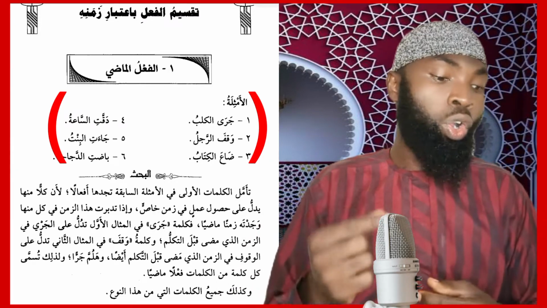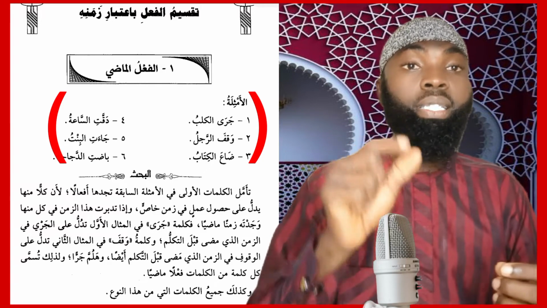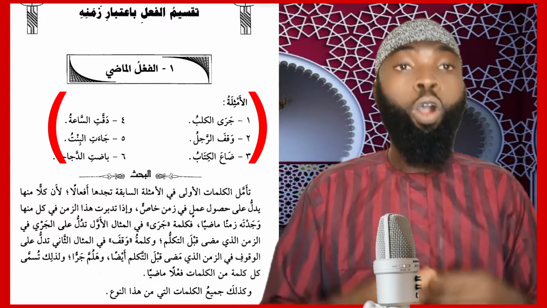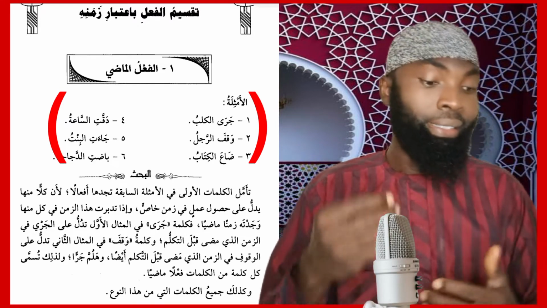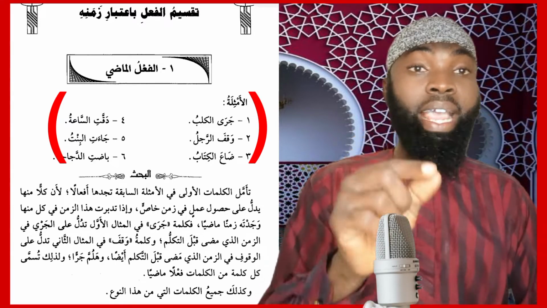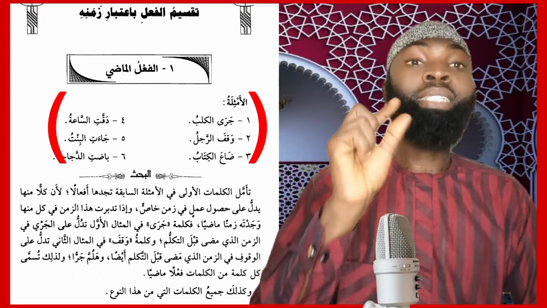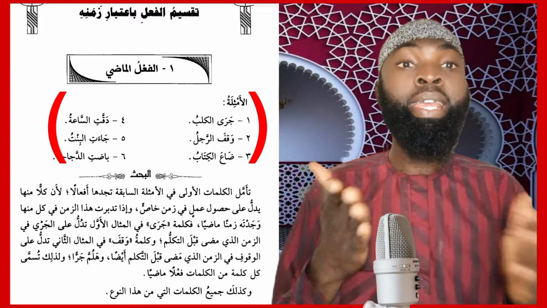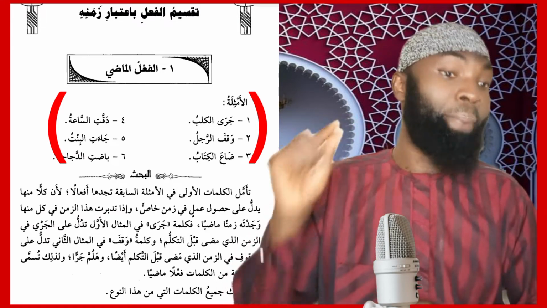Number four, daqqati sa'atu, the clock rang or beeped, any of these words, but in the past. Number five, ja'atil bintu, the girl came in the past. Number six, badati dajajatu, the hen laid, meaning the hen laid an egg. So this is done in the past.